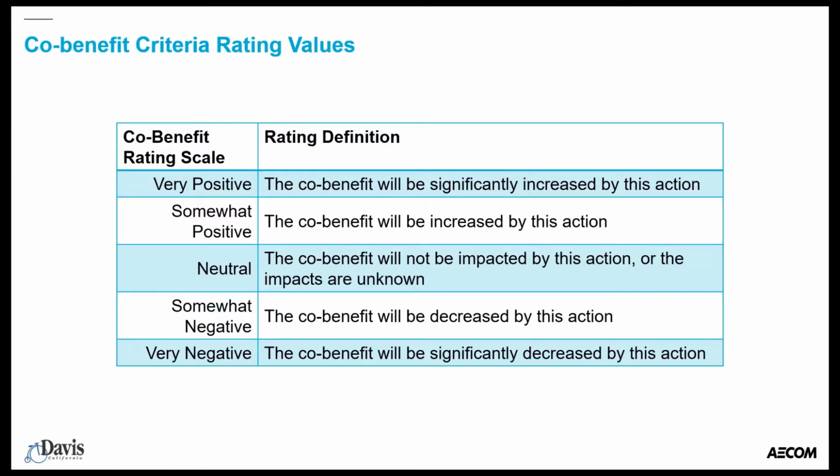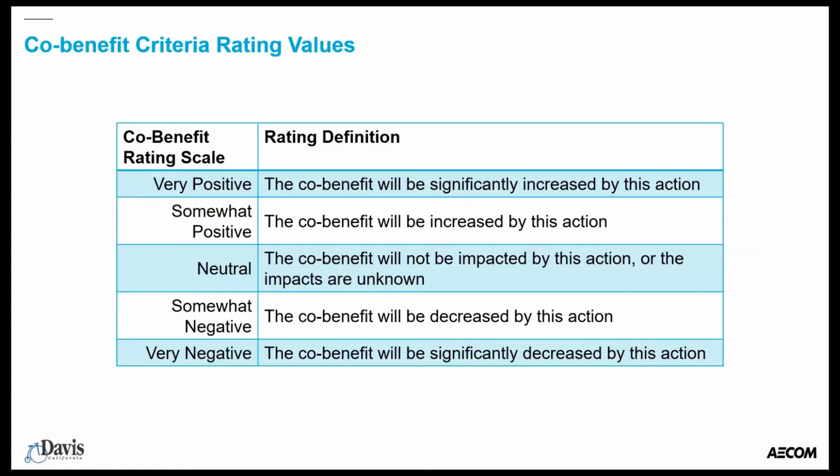And the purpose in setting those definitions was so that during the action evaluation meetings, we knew when to pick very positive versus positive consistently, for example. And as part of creating that consistency for action evaluations, we established some rating rules to guide us. So for example, for the equity and inclusion co-benefit, we only assigned very positive ratings to actions that were specifically targeted at vulnerable populations, such as incentive programs with provisions for vulnerable populations.